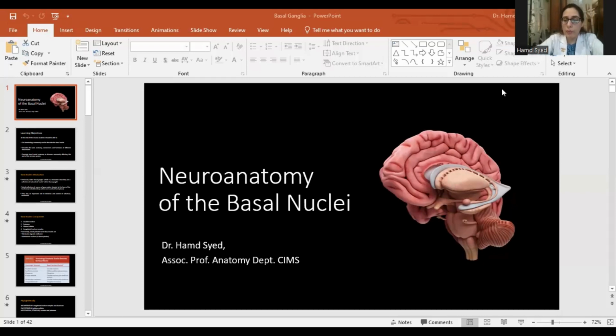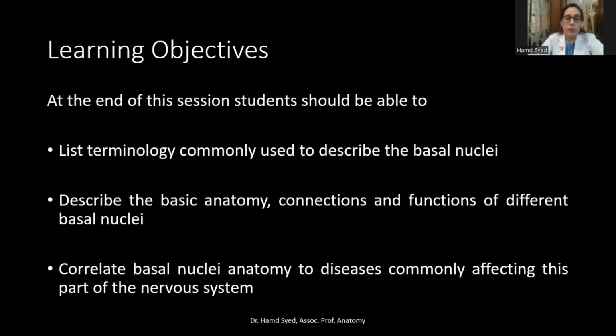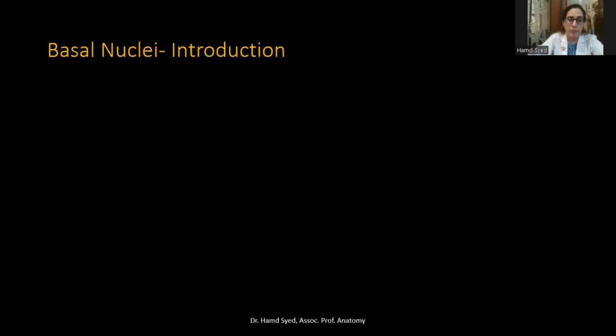Today I'm going to discuss a topic of neuroanatomy, which is the basal nuclei. Now, this is a very important topic when we're considering neuroanatomy. So our learning objectives for today are that we are going to list the terminology commonly used to describe basal nuclei, and we'll describe the basic anatomy, connections, and functions of different basal nuclei. And we shall also correlate this basal nuclei anatomy to the clinical conditions commonly affecting the nervous system.